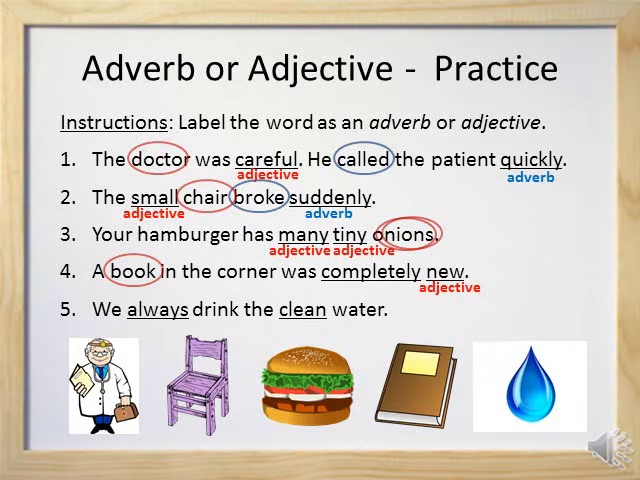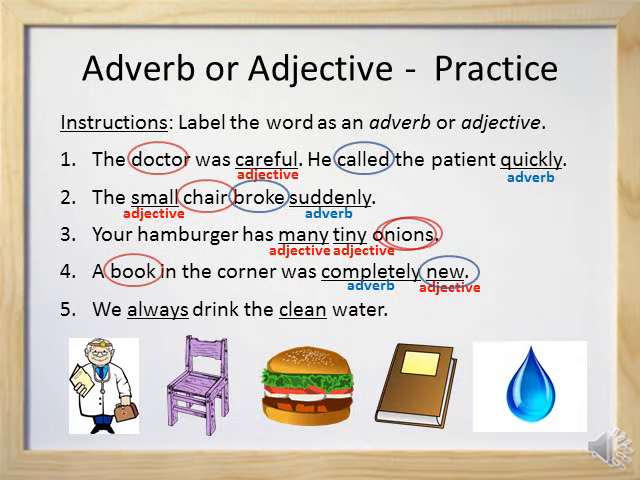What about completely? Which word in this sentence does completely describe? Completely is an adverb because it describes new, and we already know that new is an adjective. Adverbs describe adjectives. Remember, an adverb can describe a verb, or an adjective, or another adverb. Adjectives only describe nouns or pronouns.